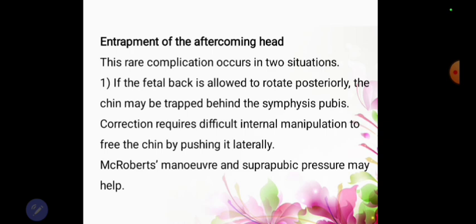There will be bone impaction between the chin and the symphysis pubis, like shoulder dystocia. Correction requires a difficult internal maneuver to free the chin and push it laterally. It becomes oblique instead of anterior; instead of being anterior to the symphysis pubis, it goes from anterior to lateral. Mauriceau's maneuver, which is hyperflexion, abduction and external rotation, and thoracic pressure may help, like in shoulder dystocia.